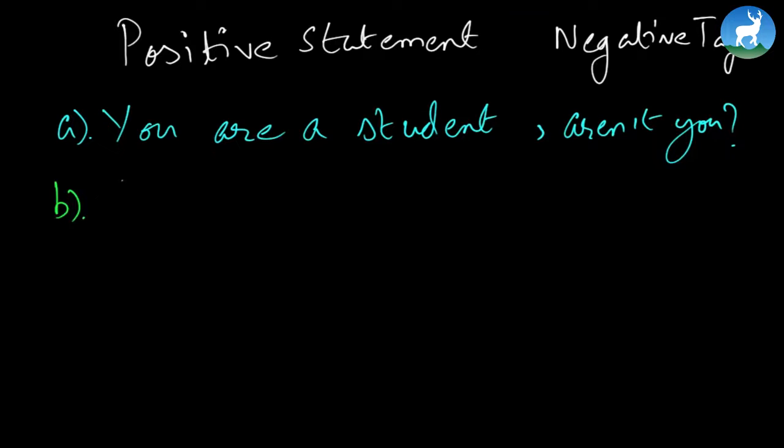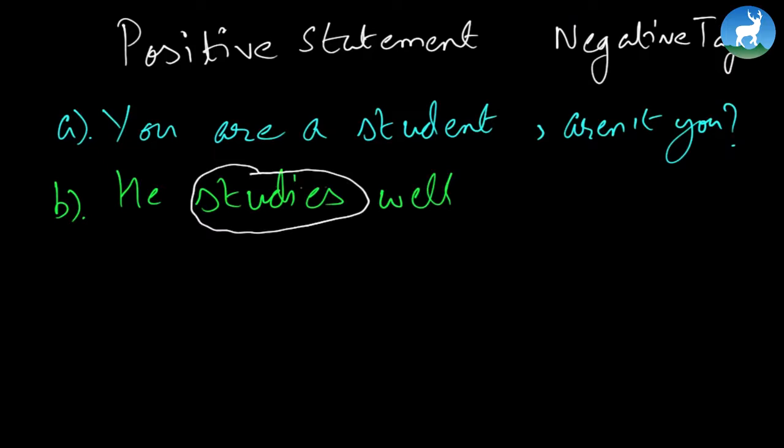He studies well. And look at the verb here, studies. It's in simple present. So the moment we see that the statement is in simple present, we put the question tag using the auxiliary verb of simple present. So that would be, make sure to separate with a comma, he studies well, doesn't he?